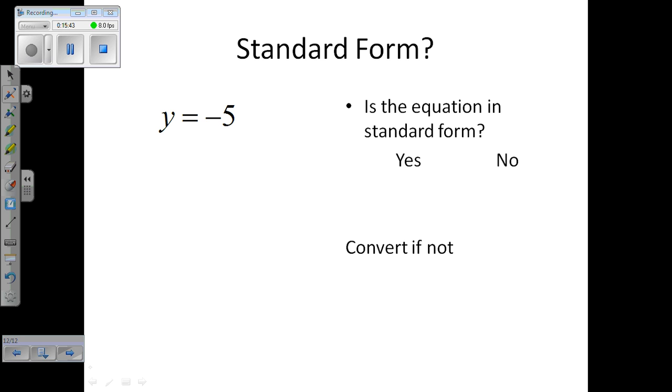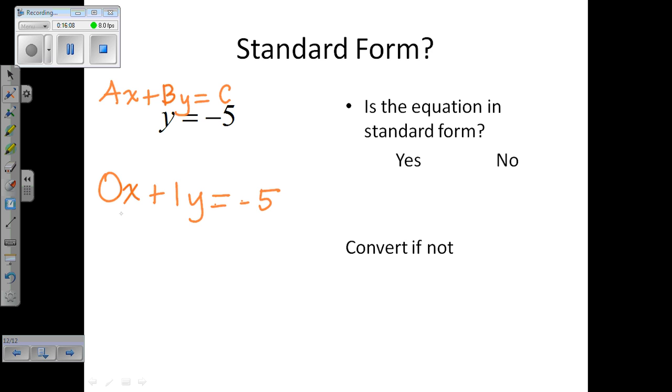And our last one, y equals negative 5. Is this in standard form? Okay, well, let's think. It's supposed to be ax plus by equals c. There is no x term. That means it's like 0x. Now the y, even though I didn't write it, is 1y, and the c is negative 5.